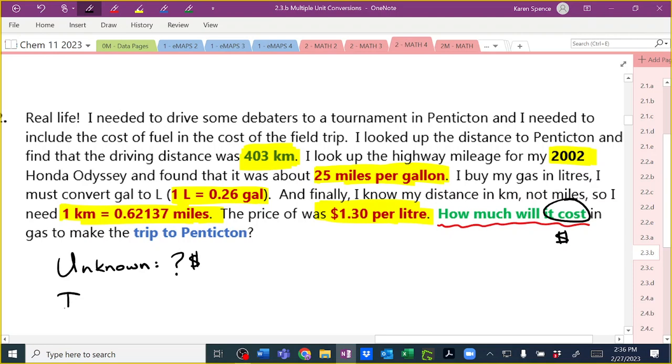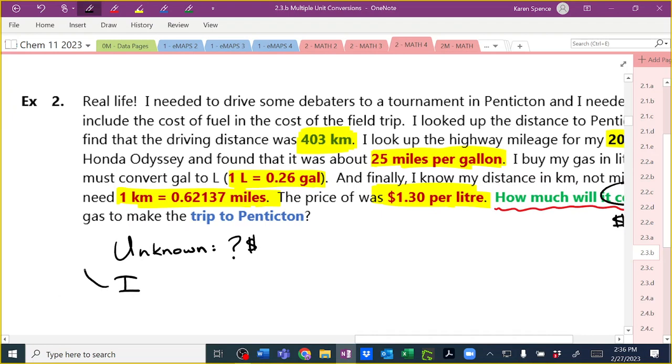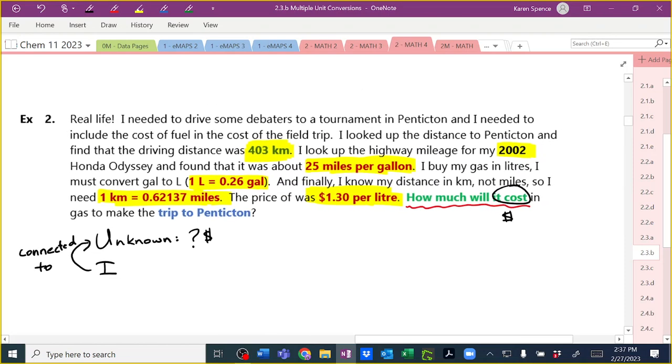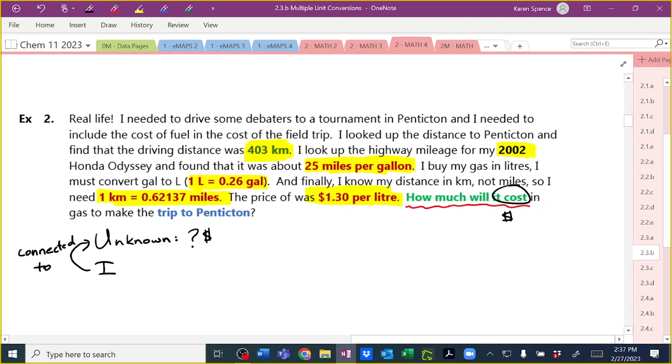My initial quantity, remember, it will be connected to the unknown in the question. What is connected to how much will it cost? In gas to make the trip to Penticton. So my initial is the trip to Penticton, which is nice.